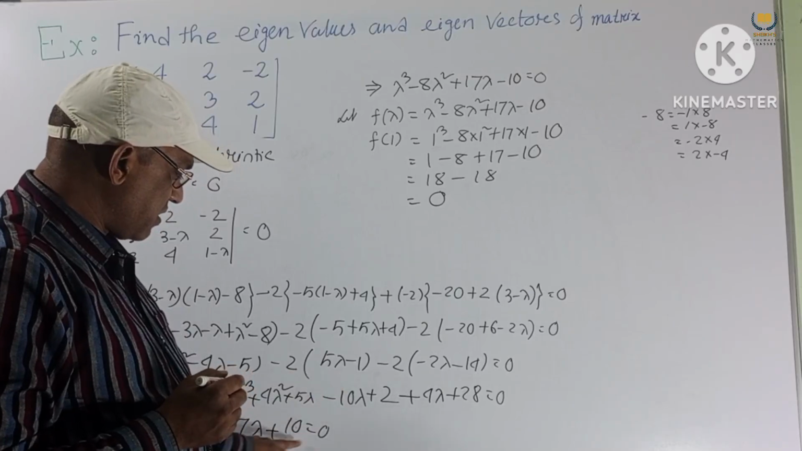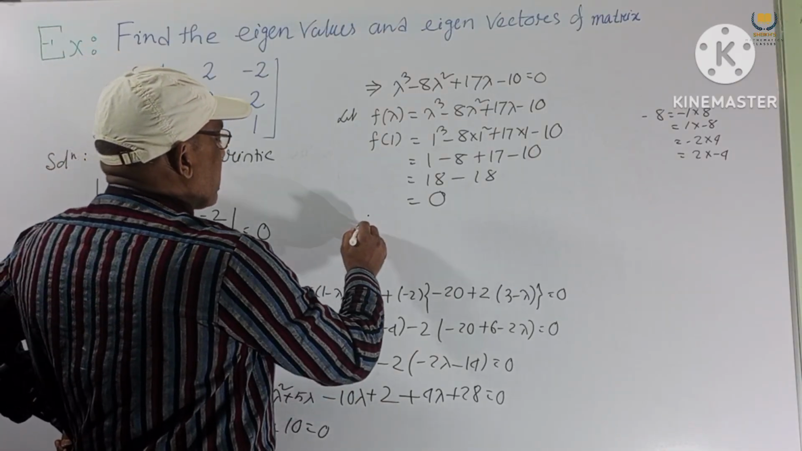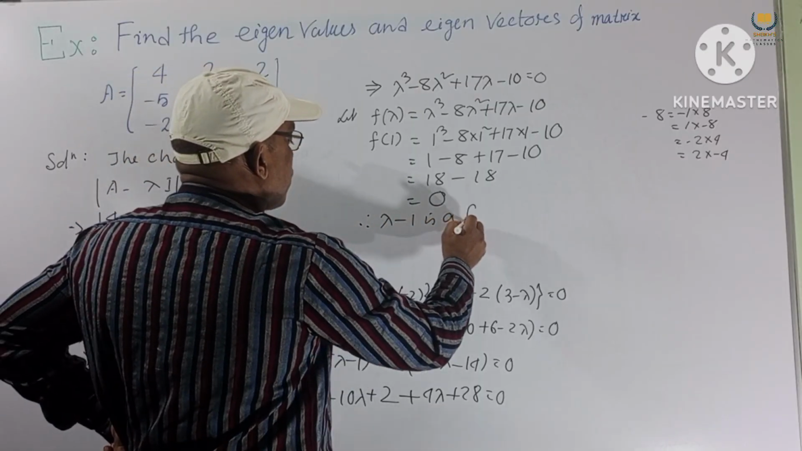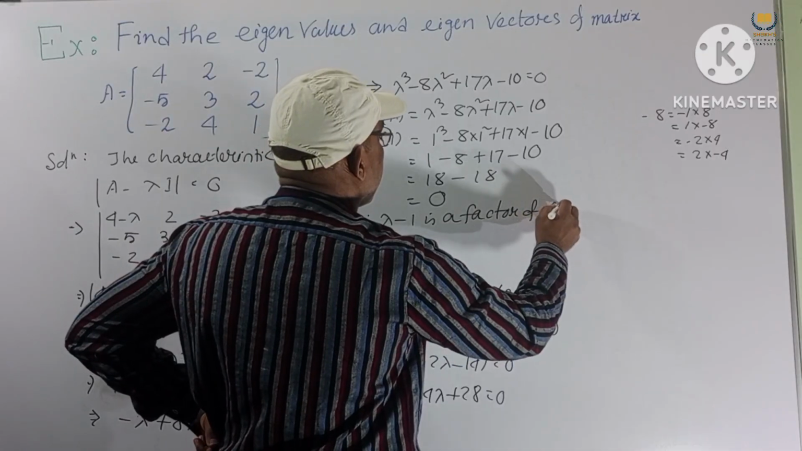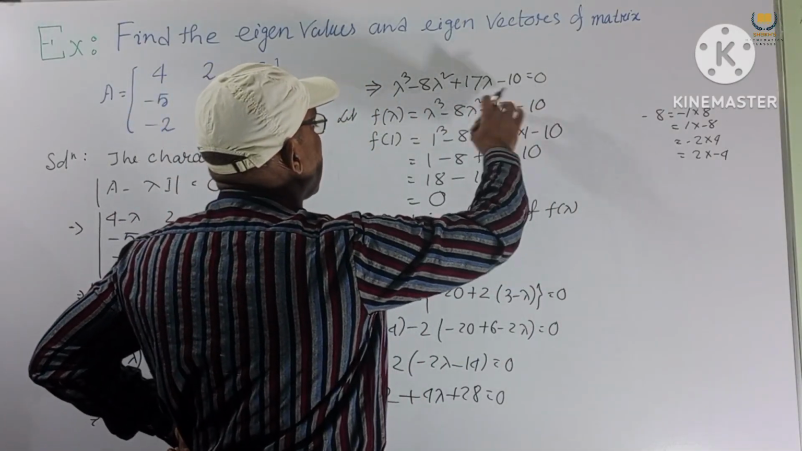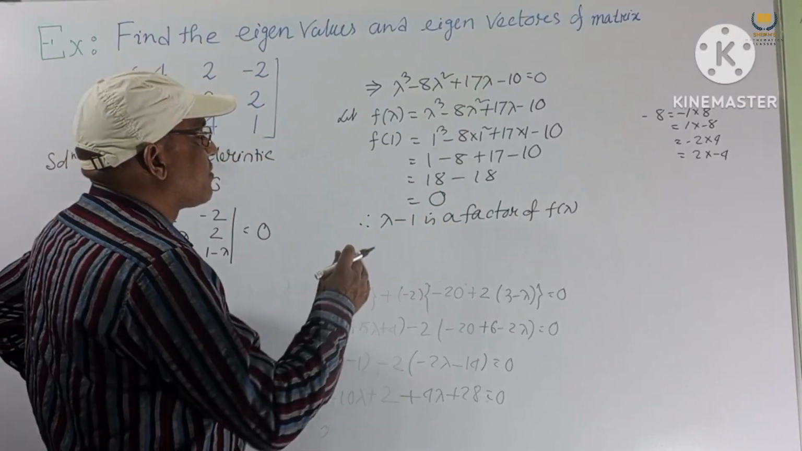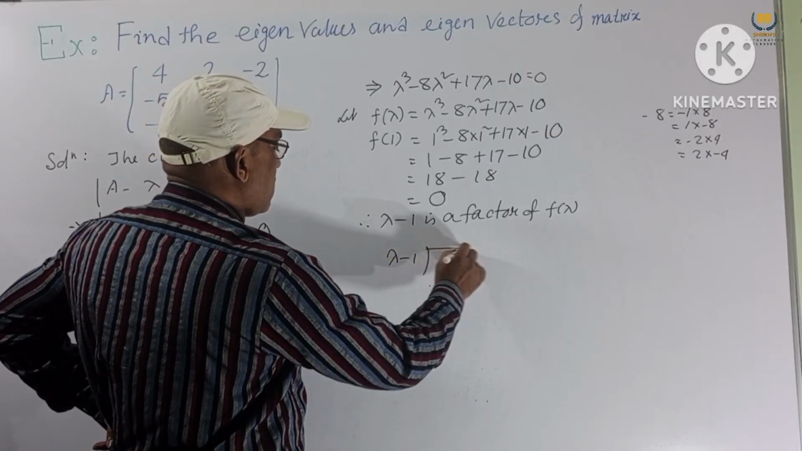If it is 0, then we can write lambda minus 1 is a factor of f lambda. That means if we divide f lambda by lambda minus 1, we get remainder 0. Next we divide this one by lambda minus 1.